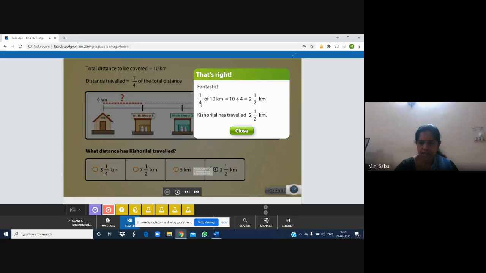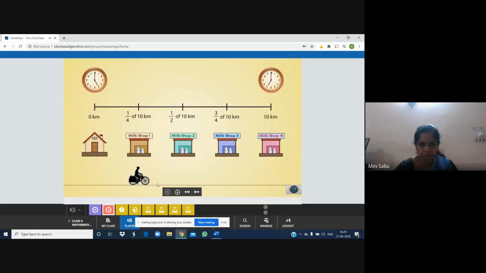It is given here 1/4 of. See, 1/4 of. What to do? 10 divided by 4. And 1/4 means half of half. Half of 10 is 5, and half of 5 is 2.5 kilometer. Okay. Click the bicycle to continue. Okay, I'm clicking on the bicycle.